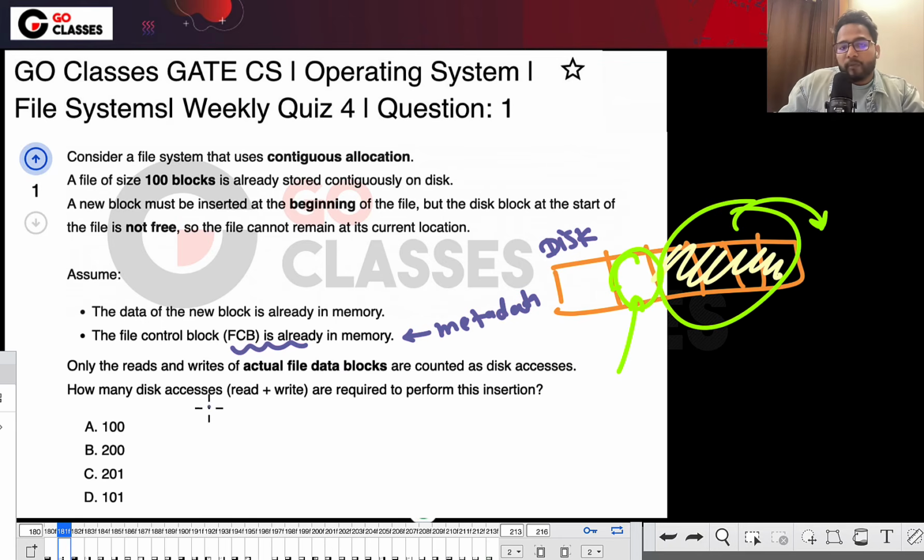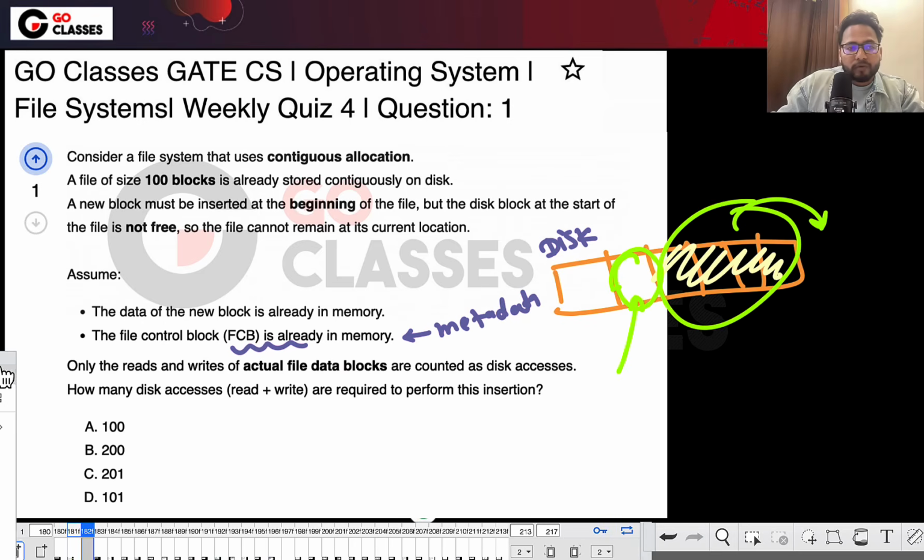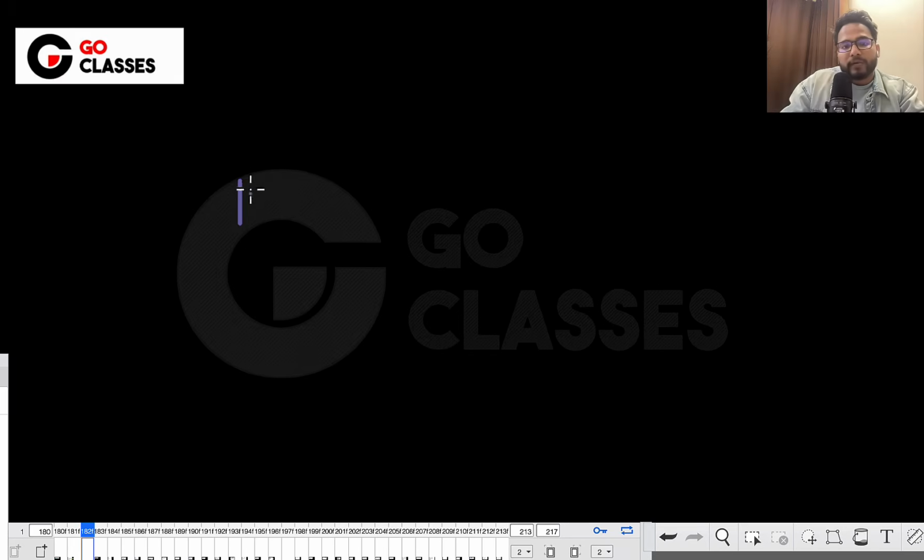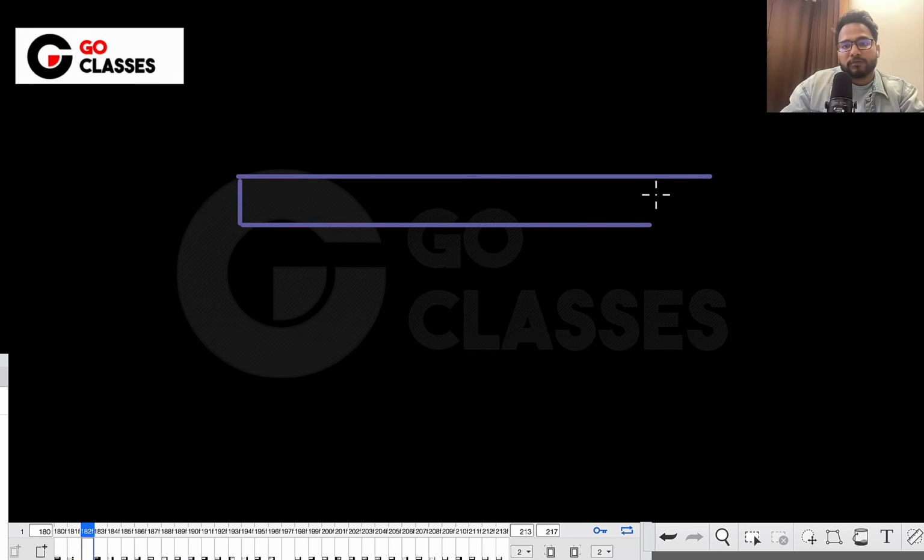Now they are asking how many disk reads or writes are required to perform this insertion. Let me put it very simply, what they are asking, and then you will get to understand. They are saying that you already have some disk where a file is already being stored, and this file is already taking 100 blocks. Suppose this is the file which is already taking 100 blocks.